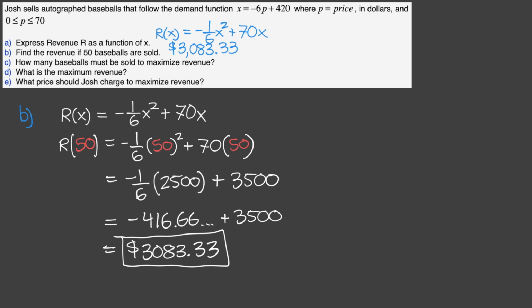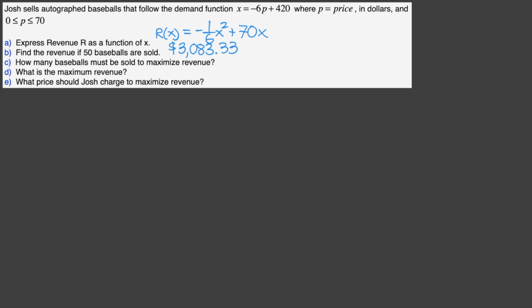Okay, let's go on to part C. Part C says, how many baseballs must be sold to maximize revenue? Baseballs is the X value. So if we bring down our revenue function here, the number of baseballs is X, the quantity of baseballs. They're asking us to solve for X to maximize revenue.